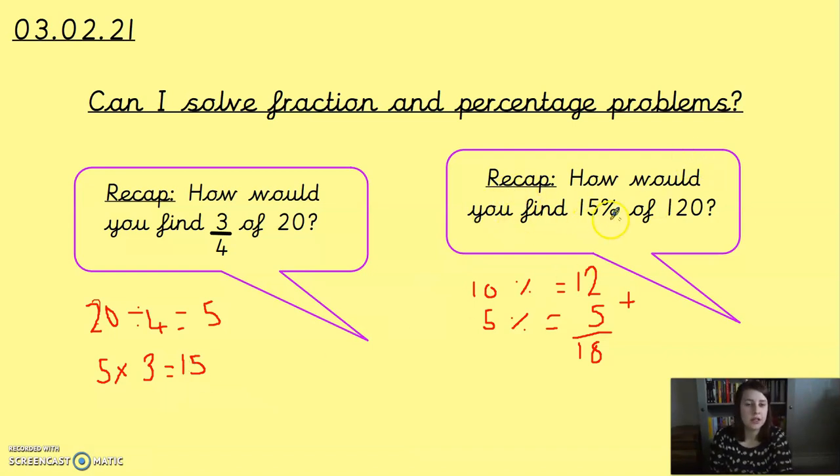And then how would you find 15% of 120? Well, you can do this different ways, because remember we can split up the percentage and add them together. So I found 10%, which is 12, because to find 10% you divide your number by 10. And then I found 5%, which is half of 10, because half of 10 is 5. So we've got 5% of 120 is 6. So 12 add 6 is 18. So 15% of 120 is 18. So give yourself some ticks if you got that.